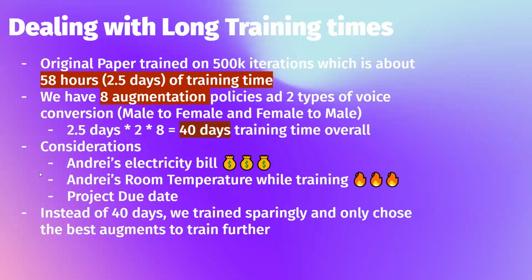Next, we were dealing with long training times. The original paper trained on 500,000 iterations. This is about 2.5 days of training time. Well, we have 8 augmentation policies, and we have 2 types of voice conversion, male to female and female to male. So that comes out to 40 days of training.